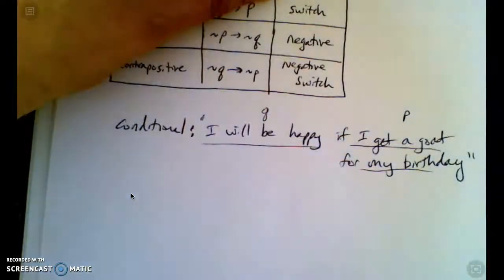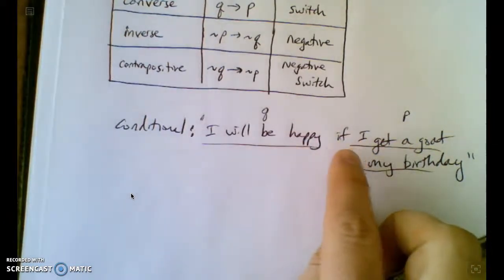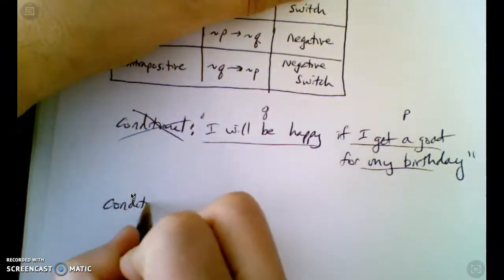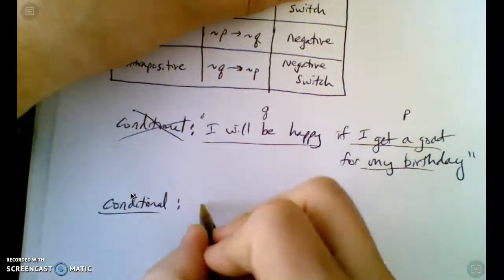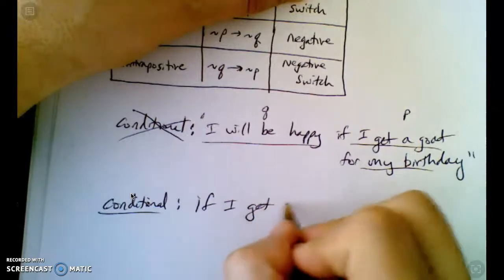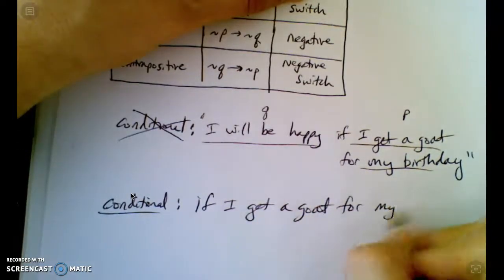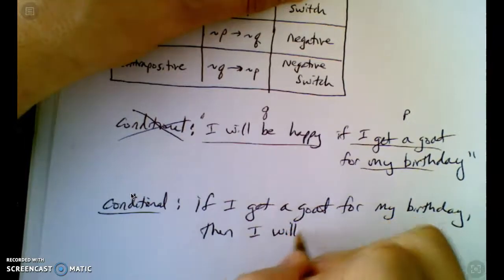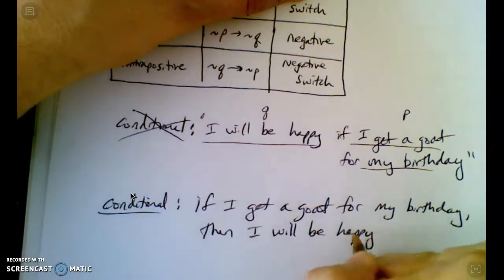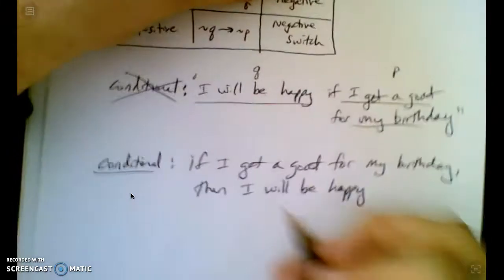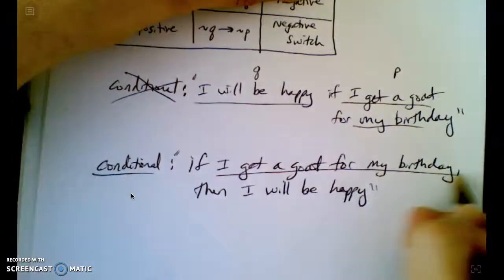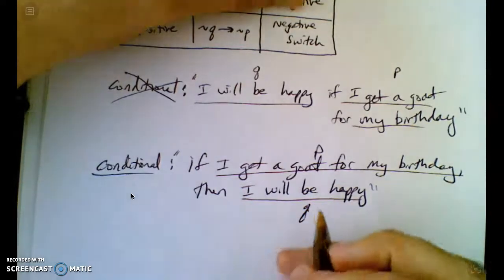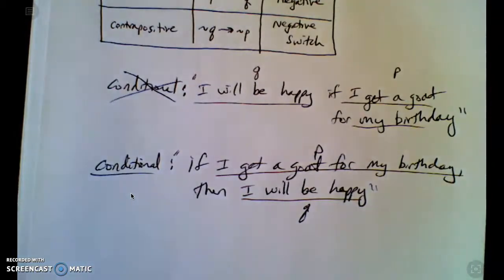So this is my P, this is my Q. So the first thing I wanted to show you is sometimes you'll get a statement that has if in the middle of it. You have to know the if is what follows it. So a more normal way to write the conditional, I'm going to cross that out, is to write it like this. If I get a goat for my birthday, then I will be happy. So if you ever see an if in the middle of a statement, just rewrite it in order, because now here's my P, I get a goat for my birthday, here's my Q, I will be happy, or I am happy. You can make it present tense if you want to.